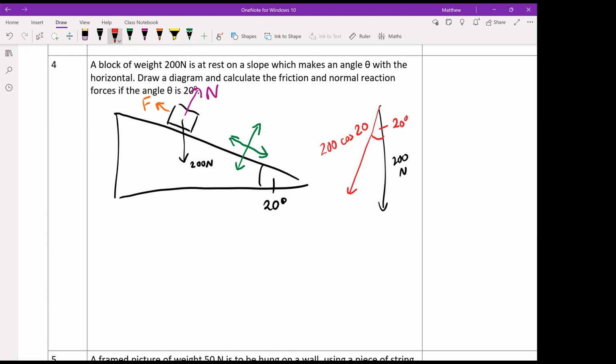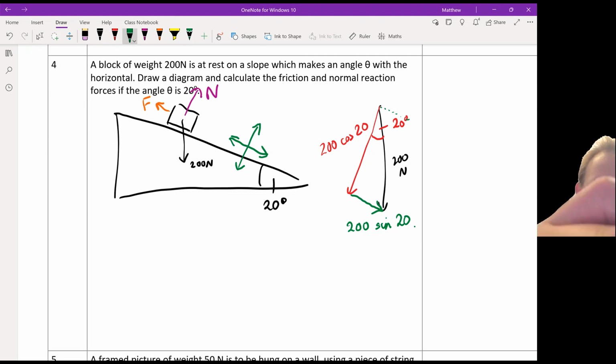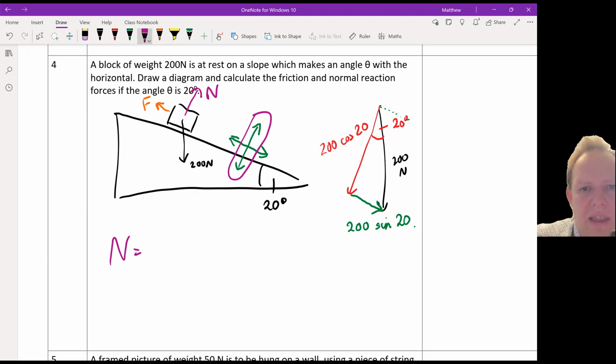And the one that's parallel to the slope, we might choose to draw it here, or we might choose to draw it here. This one, being on the opposite side of the triangle, has size 200 sine 20. So now, once we've got these two vectors, the rest of our question is straightforward. The size of the normal force must be equal to the component of the weight that's going into the slope, so that the resultant in the perpendicular to slope plane is equal to 0.